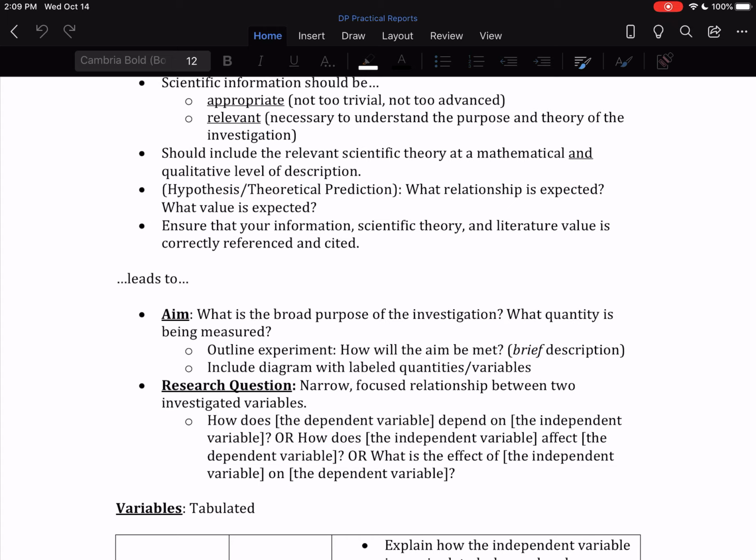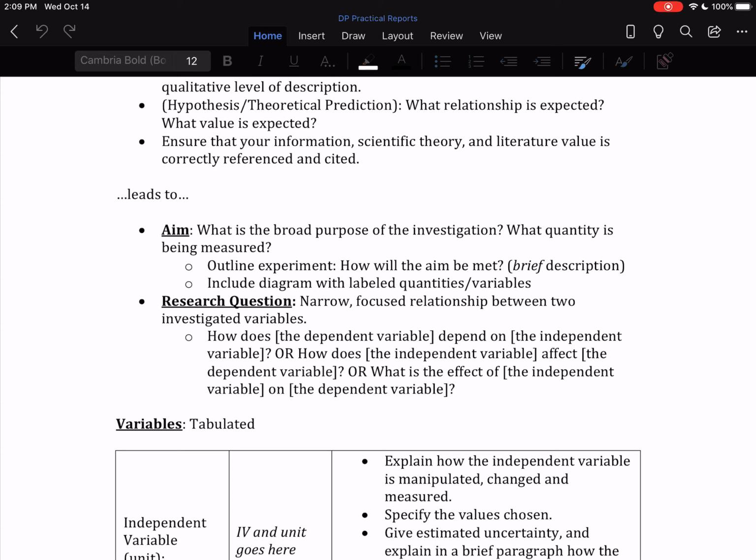Okay? And then you're going to want to very briefly, in just a couple of sentences, answer the question, how will the aim be met? That is the 2-sentence summary of the lab that you are about to do. So how are you going to answer this question? How are you going to meet this aim? And if necessary, you want to include a diagram with labeled variables and quantities right here.